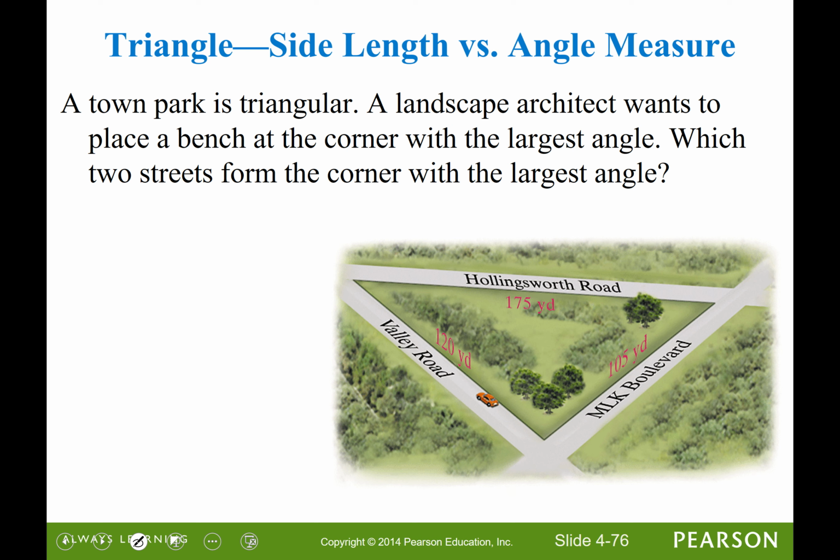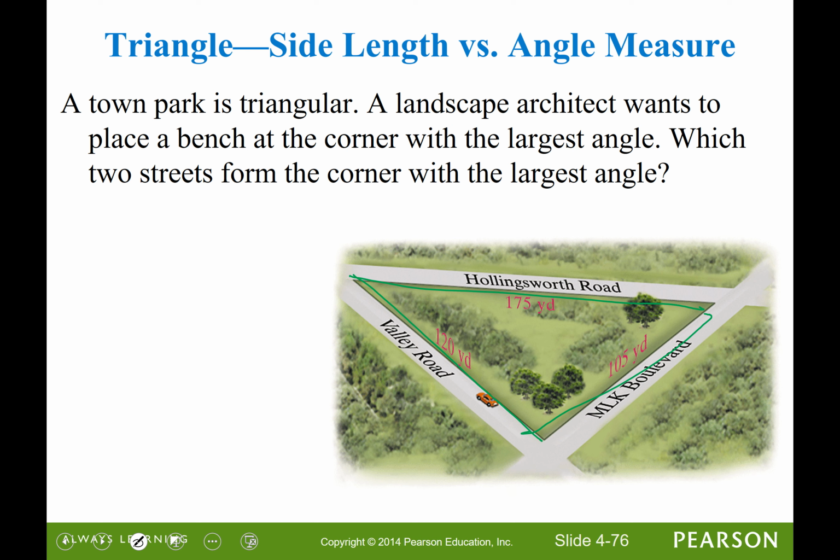Okay, so we have a triangle here, and we can see the lengths of the sides. We've got the longest side, 175. Valley Road is the medium side, if you will, and then MLK Boulevard is the shortest side. And it looks like that's a park in there. So a town park is triangular. A landscape architect wants to place a bench at the corner with the largest angle. Which two streets form the corner with the largest angle?